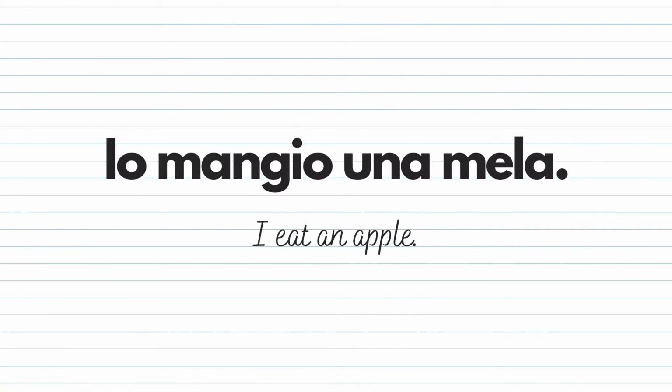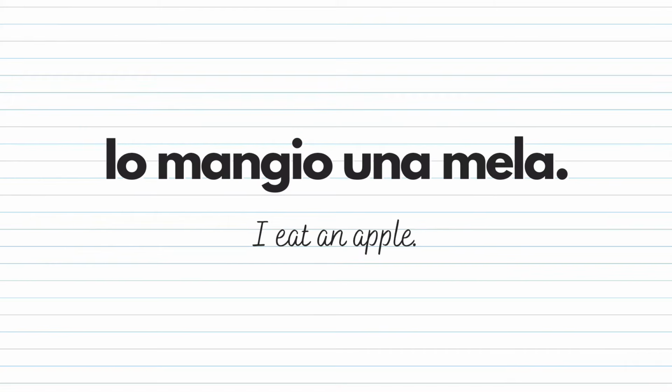If I have this sentence, Io mangio una mela. Io is going to be the subject of the sentence, so the person doing the action, in this case, I. Then you have mangio, eat, that is the verb, so I eat. And then what's the object of the action? What's the thing that the subject is eating in this case? Well, la mela, the apple. So io mangio una mela, I eat an apple. Apple, mela, is going to be the object of our action.